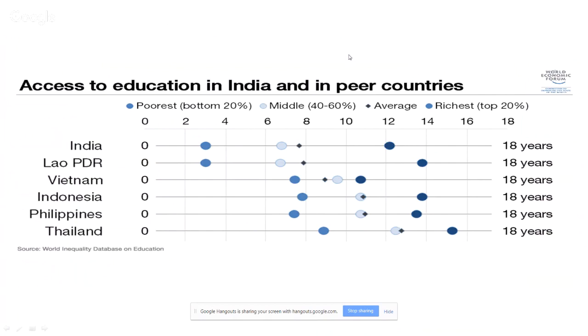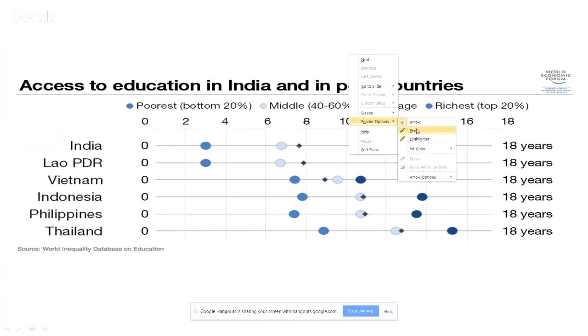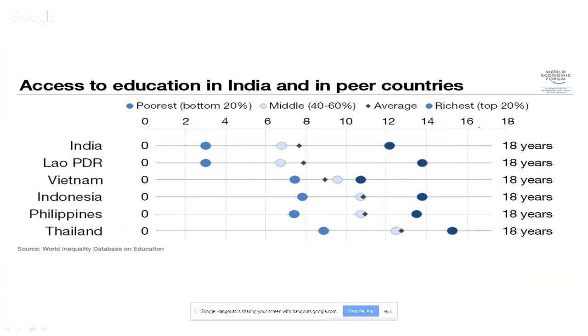Okay. Now, what does this mean? What does this chart say? What does this convey? It says poorest bottom 20%, that's in dark blue. Middle is in middle color. Richest is in a darker shade of blue. So the chart itself makes it clear what you're talking about here. This diamond type of thing is the average. So we're talking about countries similar to India, a peer group: India, Vietnam, Indonesia, Philippines, and Thailand.